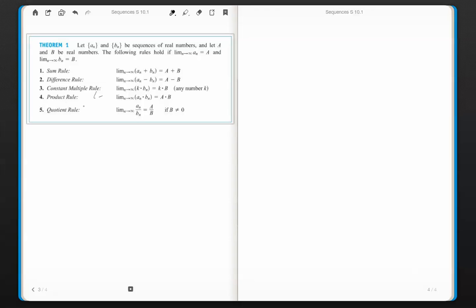Now here's one that is a little unusual, the product rule. I can take the limit of the product of two sequences, and that's the same as the product of the two limits. That is different than the differential operator, the derivative, or the integral. So if I've got the product of two sequences, then the limit of that product is the product of the limits. Same deal with the quotients. This doesn't work with derivatives or integrals, but it works with this. So 1, 2, and 3 we're used to seeing. 4 and 5 are a little different.